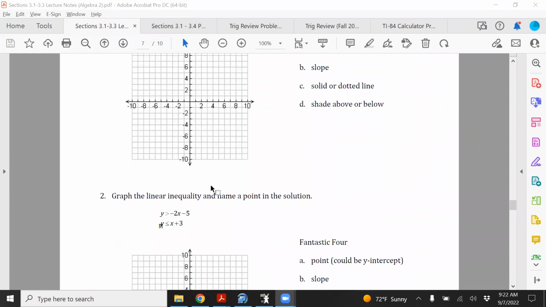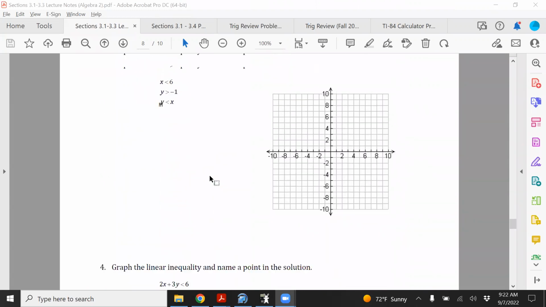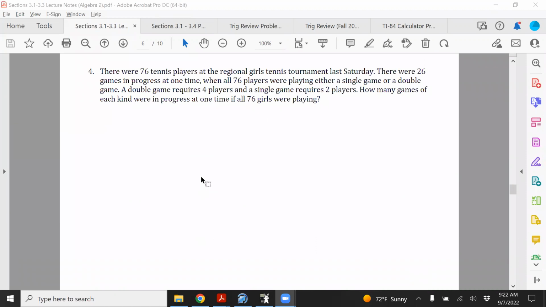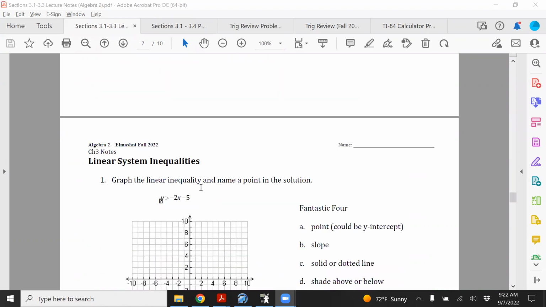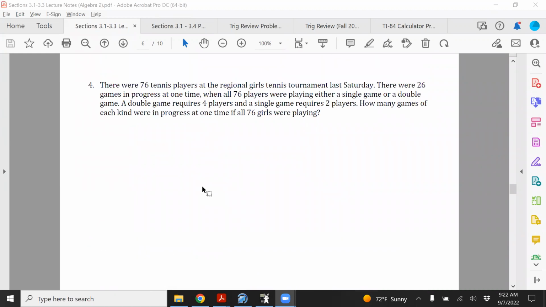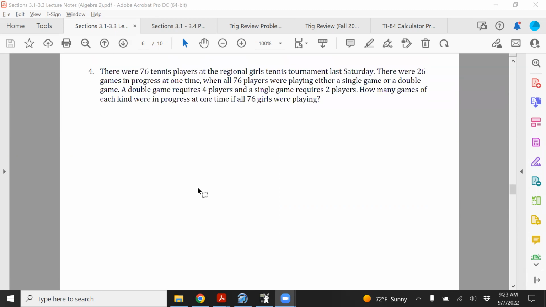Let's do one more word problem, and then we'll look at linear inequalities after that, and then we'll talk about the project. Okay, number 4. There were 76 tennis players at the regional girls tennis tournament, and actually, the more I think about it, after number 4, let's do the calculator stuff. Linear inequalities I'll save for Friday. I think it's a little too much for me to do 3.3 today. Let's do 3.3.2. We'll do 3.3 on Friday. We're doing 4, and then after that, we'll do the calculator stuff.